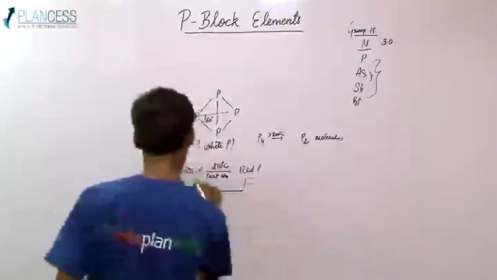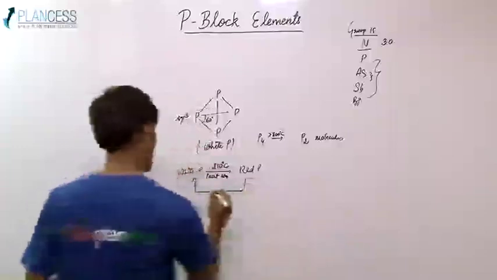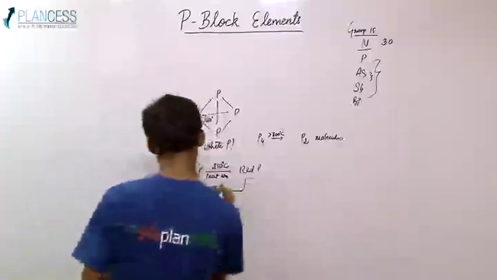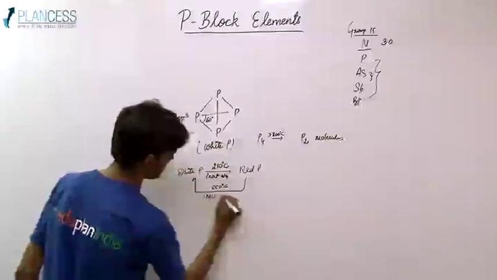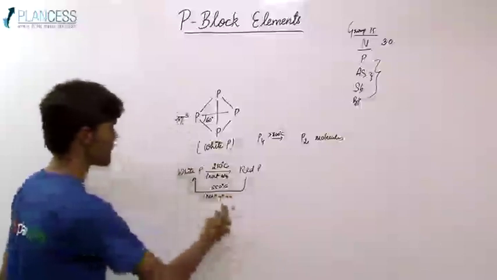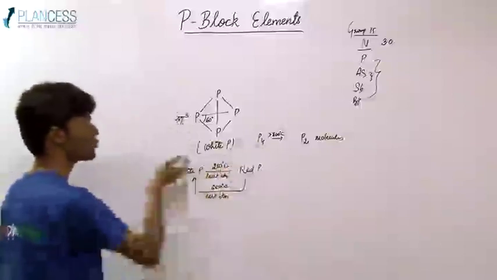However, red phosphorus again converts into white phosphorus when it is heated to 550 degrees centigrade, and an inert atmosphere is again required for this conversion, and then when it is cooled to room temperature, red P again converts into white phosphorus.